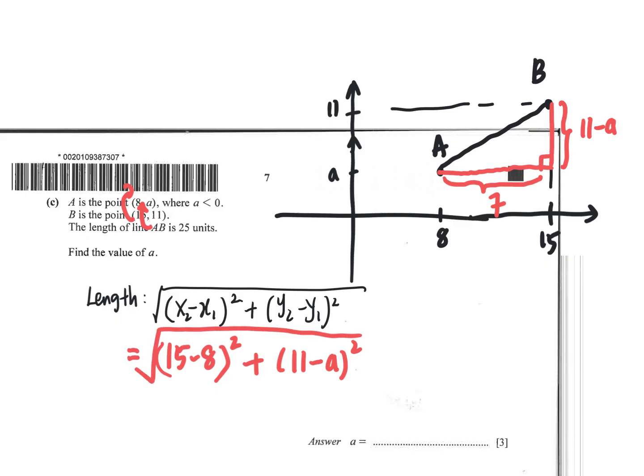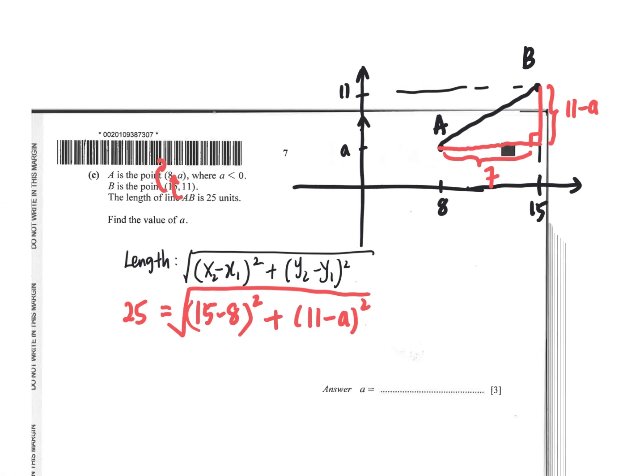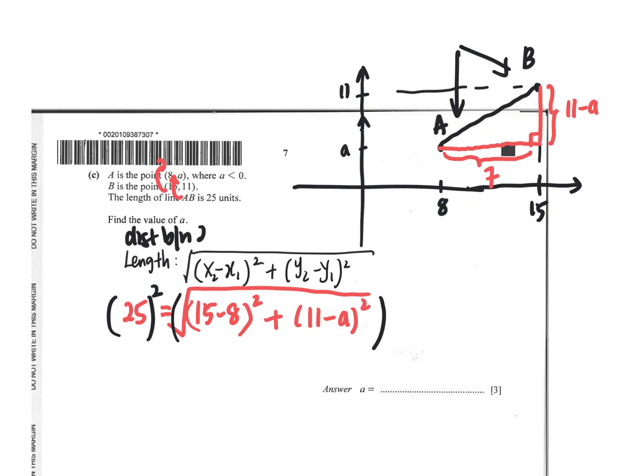So you take a square root. They say it's equal to 25 units. So this whole thing is equal to 25 units. So how to solve? You square both sides. Actually, this formula is the length of a line segment, or distance between 2 points. If you want to get rid of the square root, you square both sides. Isn't that for vector? Yes, that one is the magnitude.